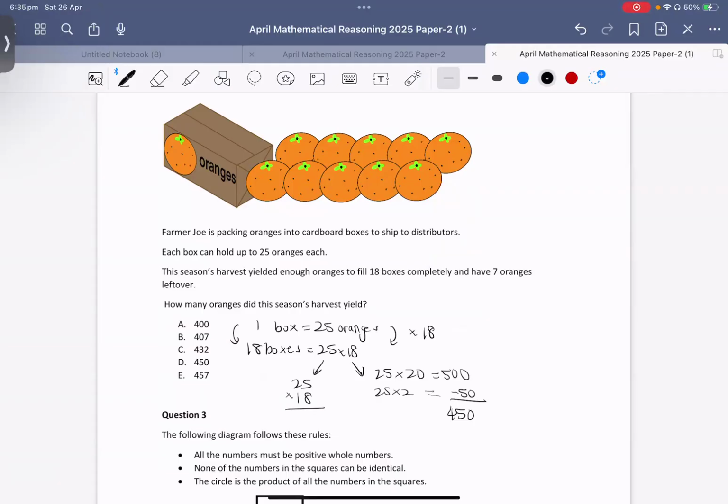Now, remember, that's not our final answer because that is just what fills 18 boxes. Remember, we have 7 oranges that are remaining as well. So we need to make sure we add that on to the end. That's why the answer there is E. So what I'm showing you here is just a slightly faster way of thinking about your maths so you can do it mentally rather than having to write everything out.